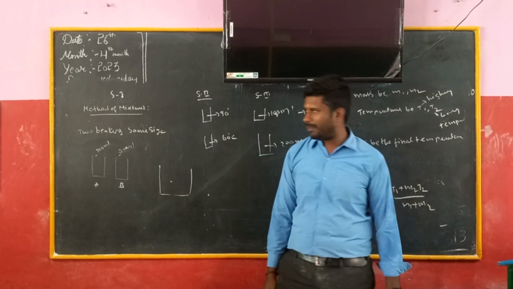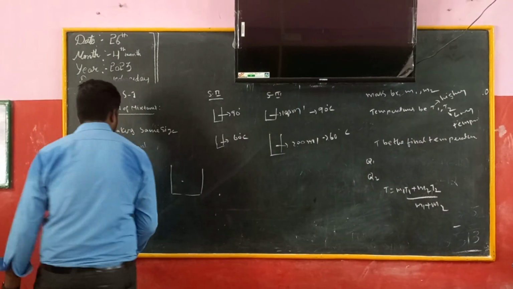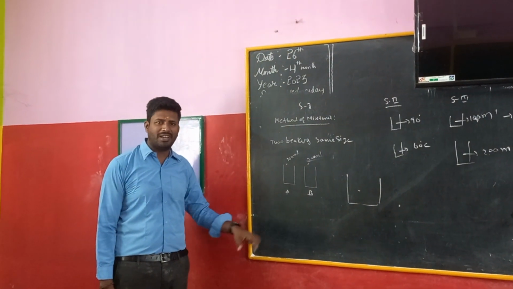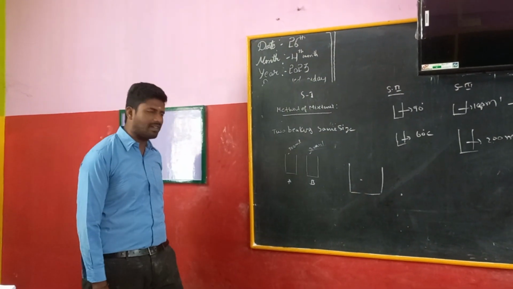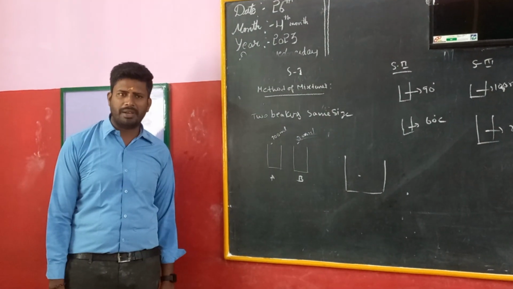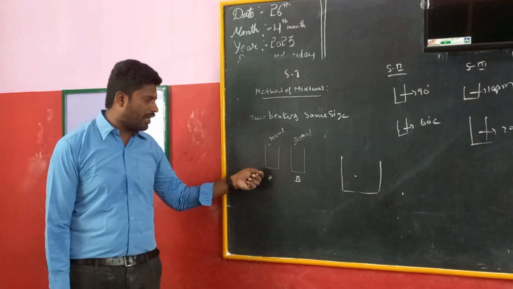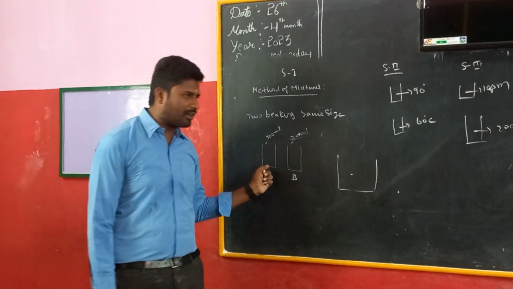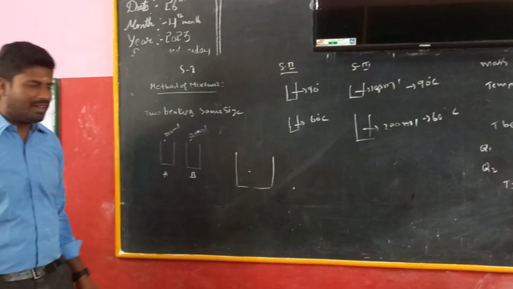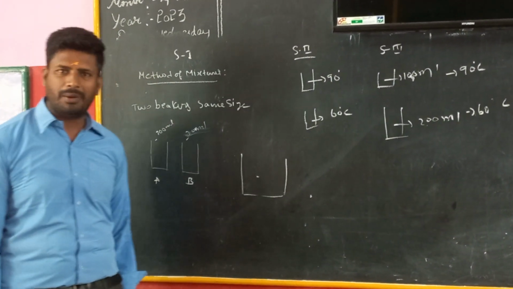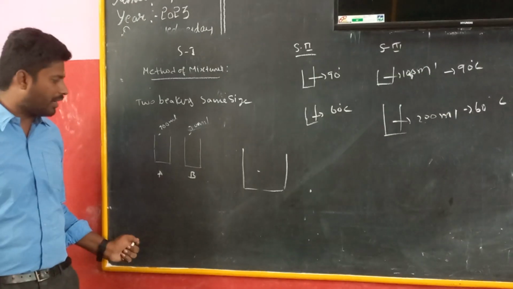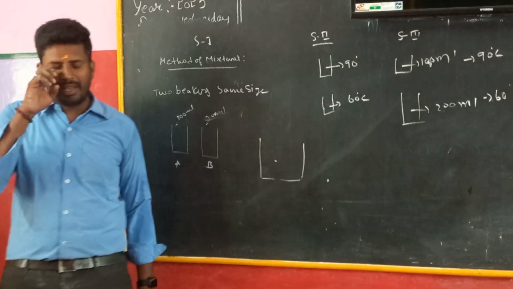On the day of the experiment, try to take two beakers of the same size and pour 200 ml in each, and heat the two beakers to the same temperature, say 60 degrees. Then after some time, transfer the water in beaker A to the large beaker, and transfer the water in beaker B to the large beaker. Then the mixture of beaker A and beaker B is in the large beaker.